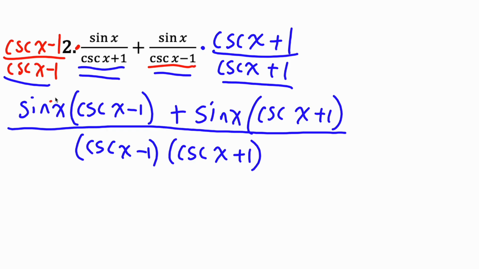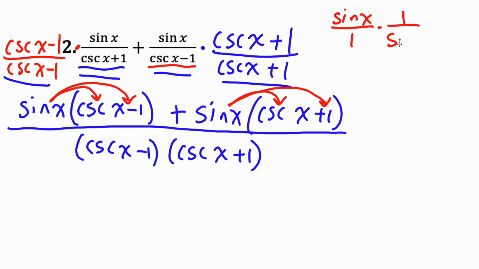So up top, we will distribute this through. Now, there's a couple of things we need to know. First of all, we need to know that sine and cosecant are reciprocals. So if I have sine x over 1, and I multiply this by cosecant, which is 1 over sine, these cancel out, and we're just left with 1. The other thing you should recognize is that anytime you multiply reciprocals, that is always equal to 1. Okay? So that's just something to remember. So when I distribute this sine through, sine times cosecant is 1. Sine times negative 1 is minus sine x.